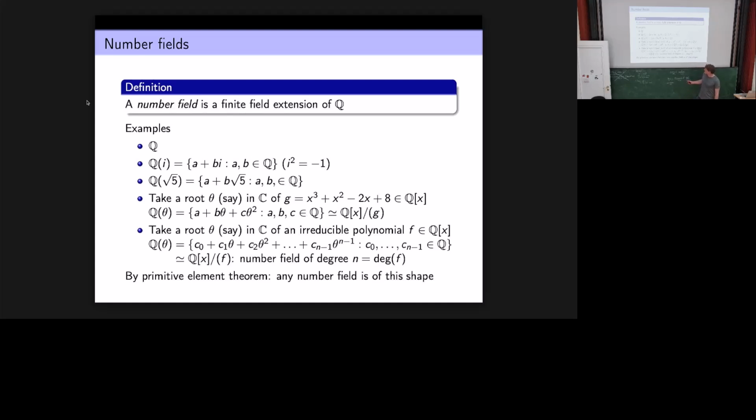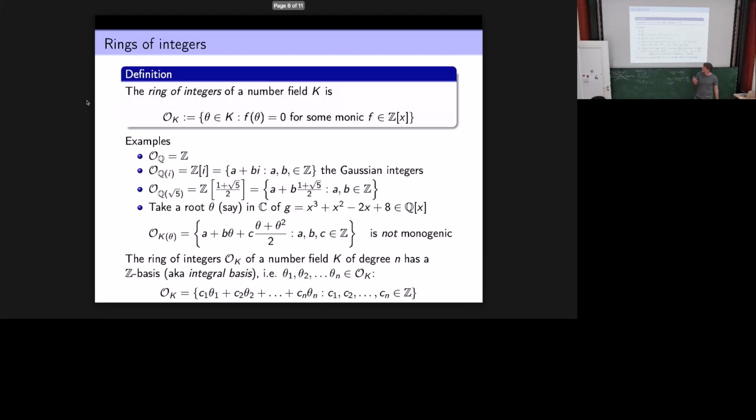And it's actually the same thing. It's just polynomials over Q modulo f. You have the generator, which is the image of x in this quotient, and it is a root of f. And all number fields occur in this way. By the primitive element theorem, any number field is of this shape, meaning any number field is isomorphic to something of that form. And then the ring of integers, and probably I should already stop.